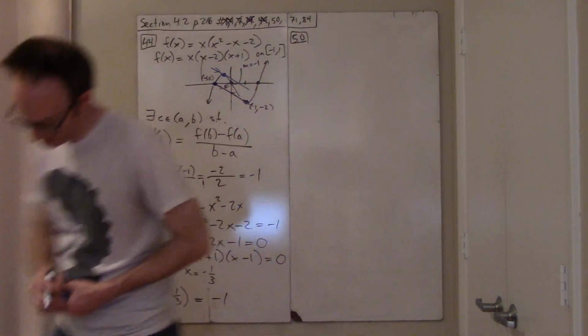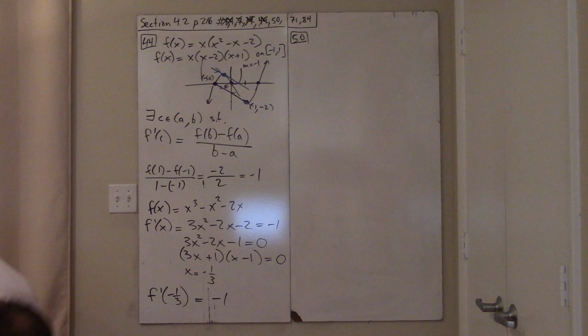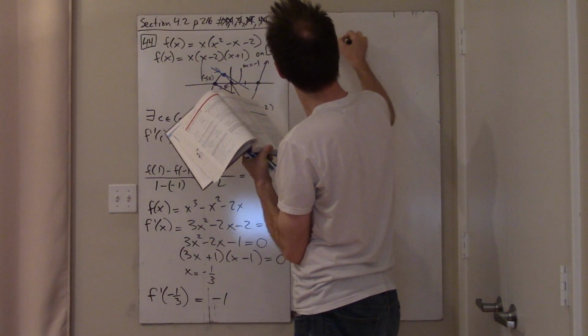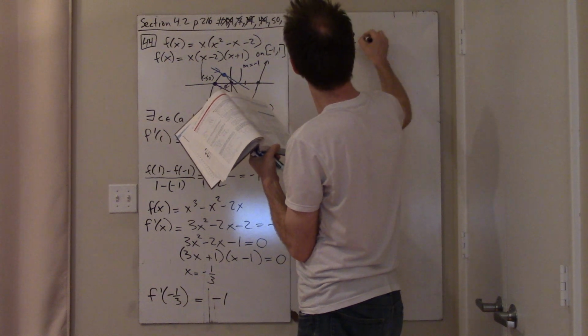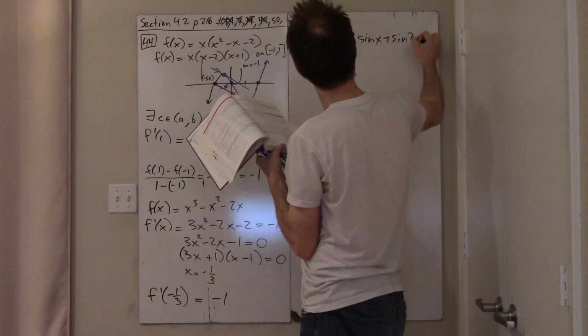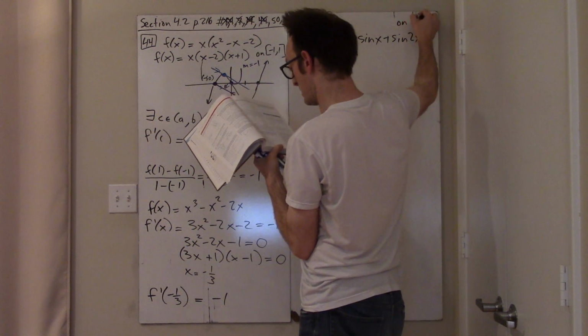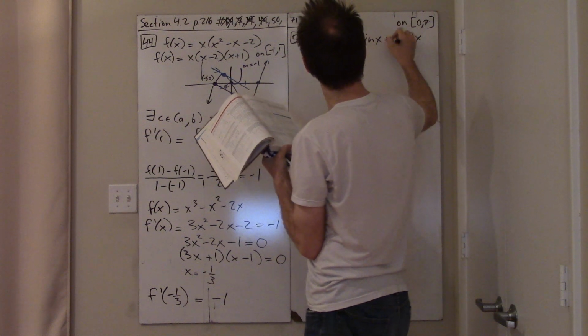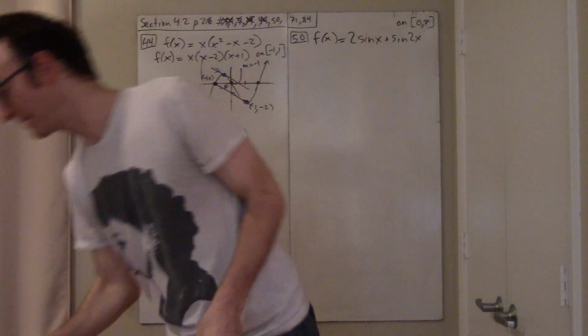Number 50 is maybe just another one of these, but now with some trig. Okay, let's go. So f of x equals 2 sine x plus sine 2x, and this is on the interval 0 to pi. Okay, let's go. Same directions.